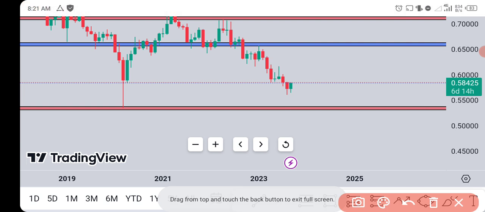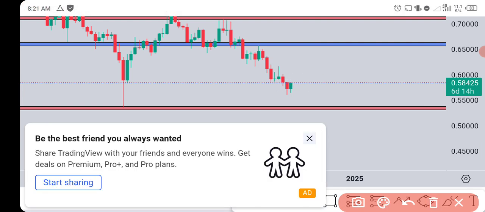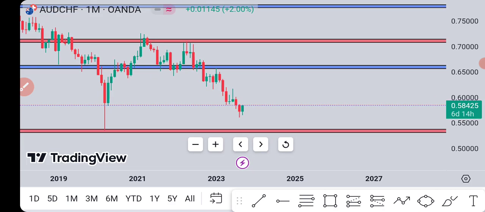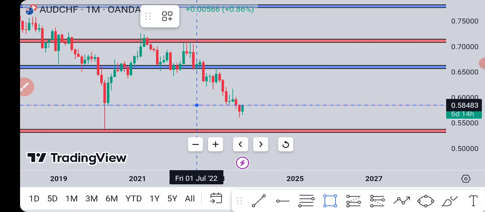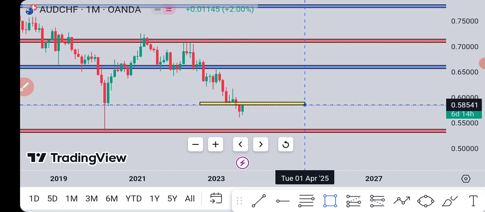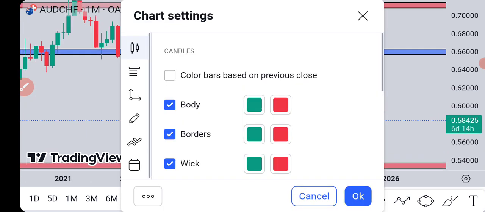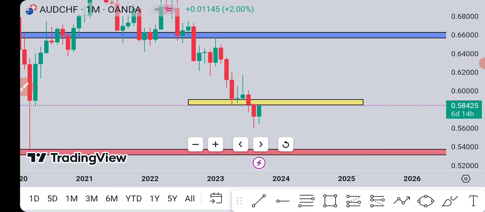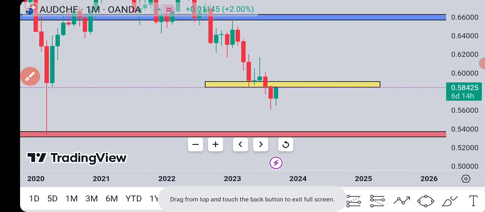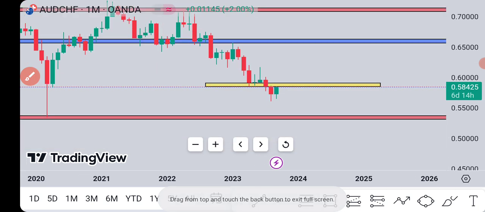And you can see on the monthly we have this previous support turn resistance. So from the monthly time frame we have previous support turn resistance. You can see it here. Previous support was broken to the downside, then resistance again downside. So this pair is currently giving me a very nice setup.